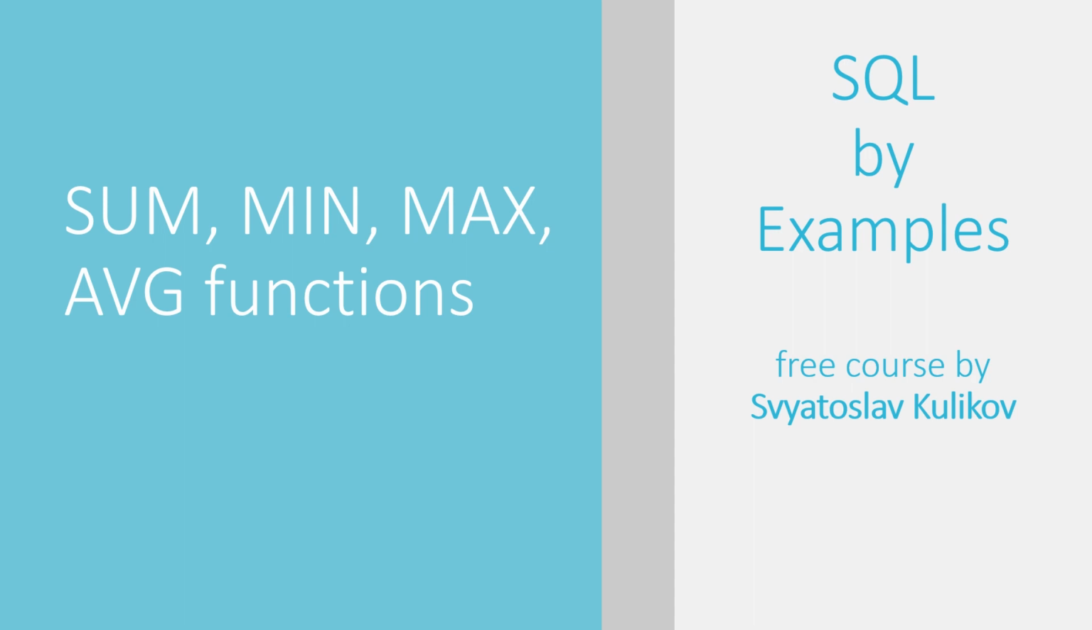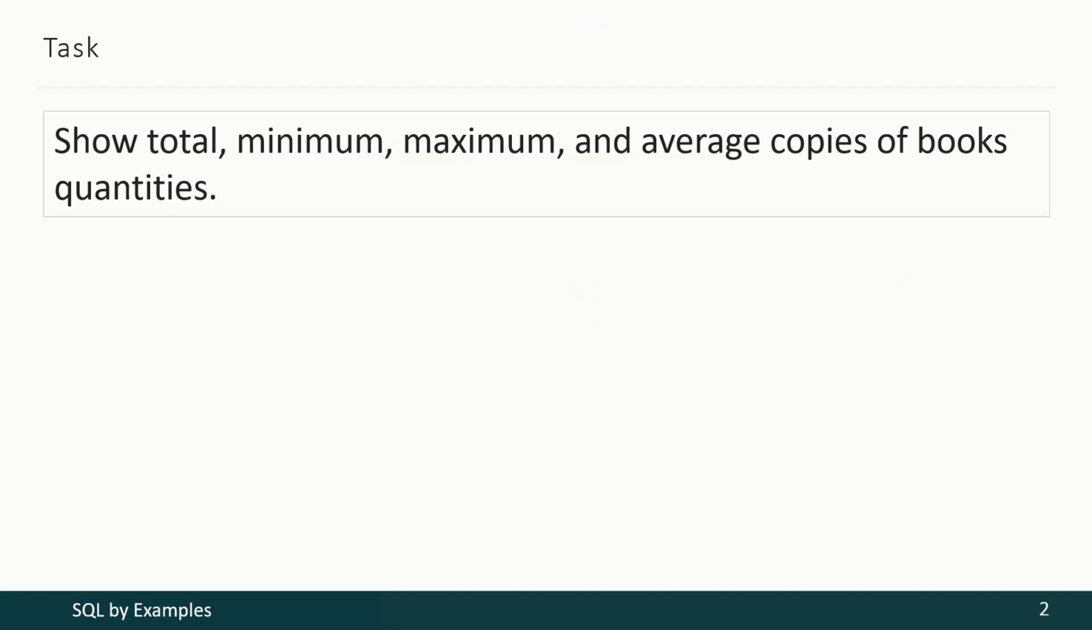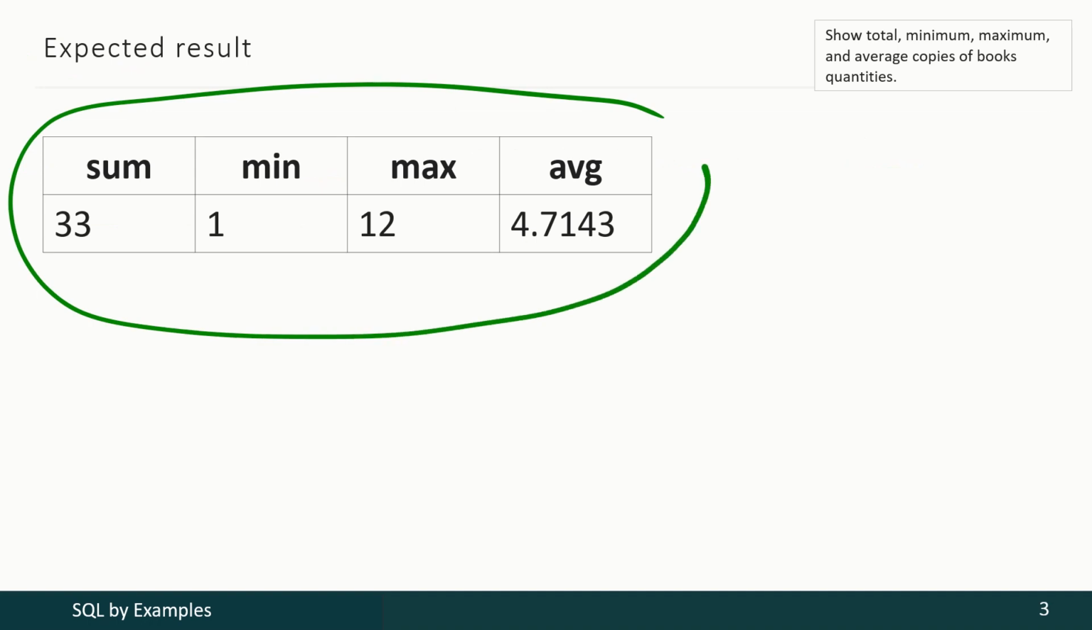In this video we shall discuss some more aggregation functions that produce sum, minimum, maximum or average values. To demonstrate how those functions work, we shall solve the following task. We shall show total, minimum, maximum and average copies of books quantities. This is how the result may look like.